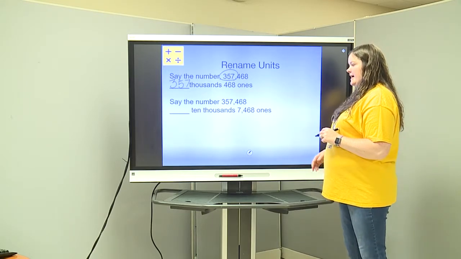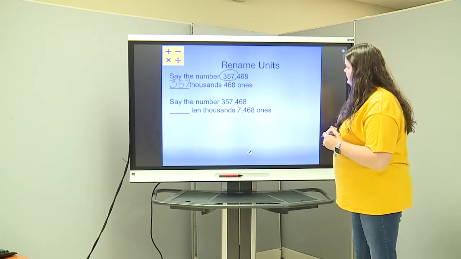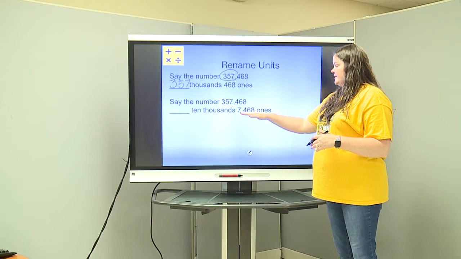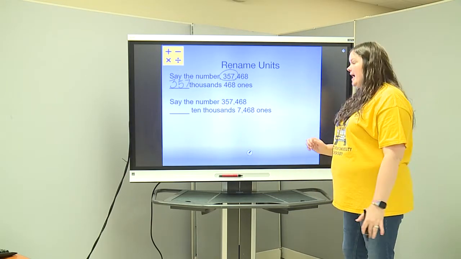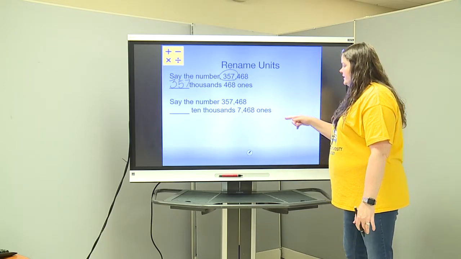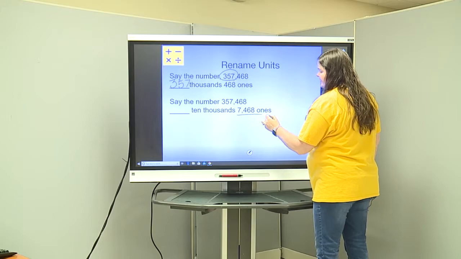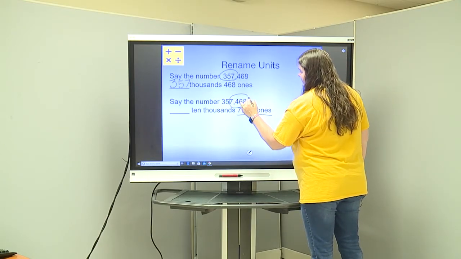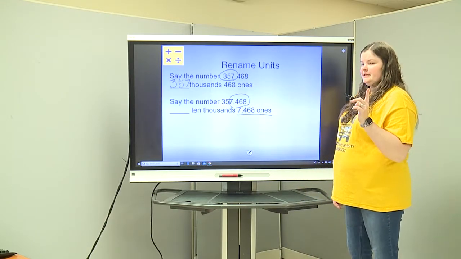All right, now this time, same number, 357,468. This time, it's asking us about the 10,000s. It already has the ones, so let's see what they already have for the ones place, or the ones base. They have 7,468. So that takes care of those particular digits there.